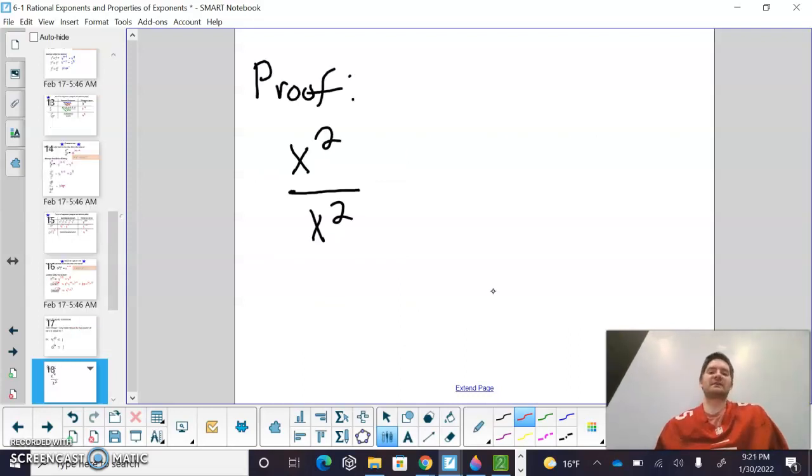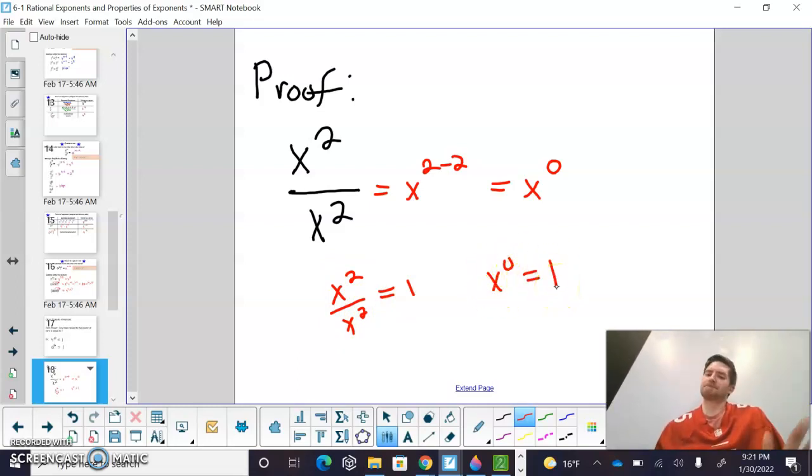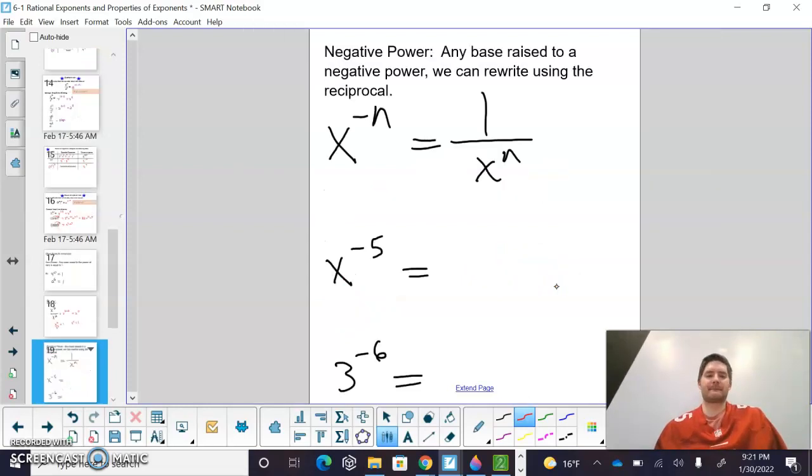I've written down on our screen, x squared divided by x squared. Since these are the same bases, we can use the subtraction rule and get x to the 0. But we also know when we divide x squared by x squared, that's equal to 1. Thus, x to the 0 is equal to 1. Look at that for a proof.